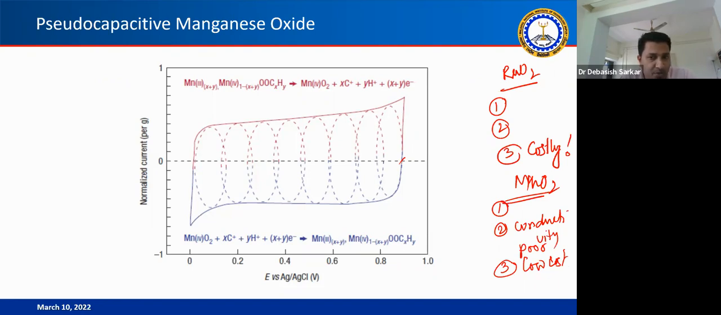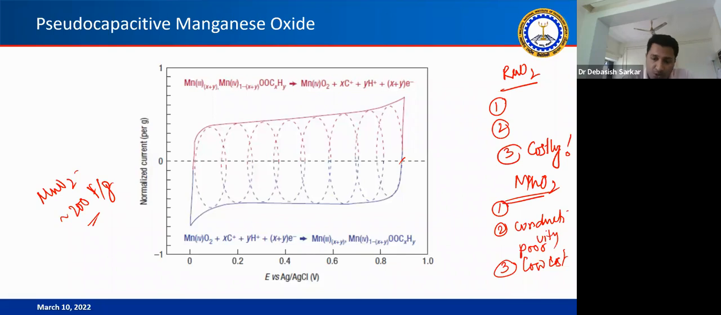But manganese oxide, remember, is pseudo-capacitive. It stores charges through redox reactions. So it is a pseudo-capacitor. The manganese oxide can show, I think, capacitance beyond 200 farad per gram or even more than that by using different nanostructures as the electrode material. After ruthenium oxide, the most studied transition metal oxide is manganese oxide.